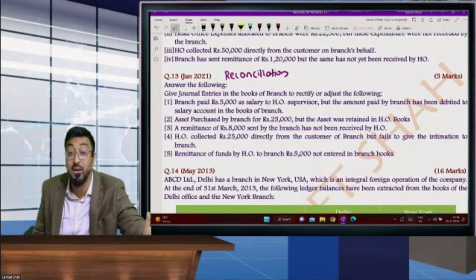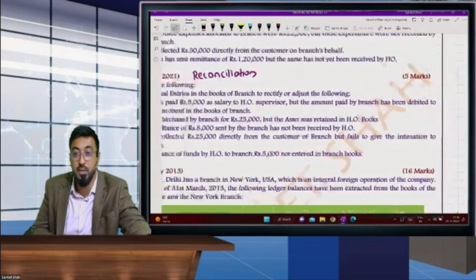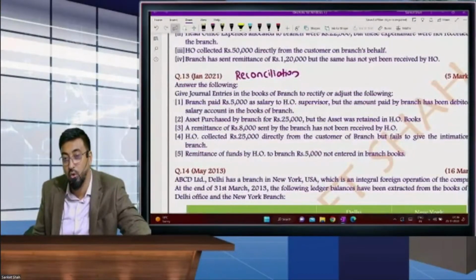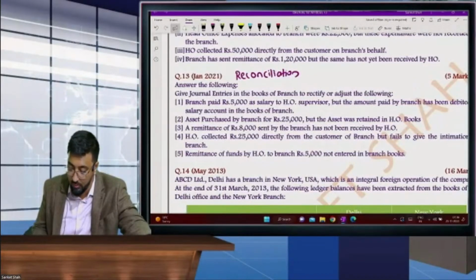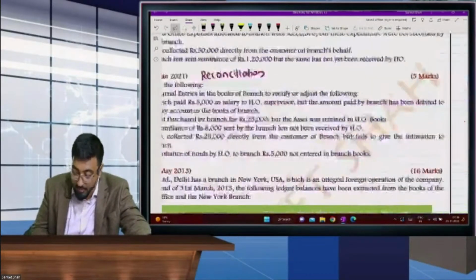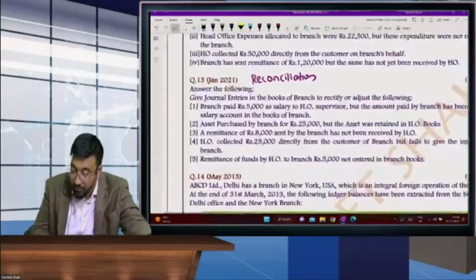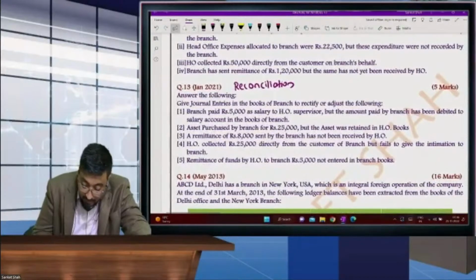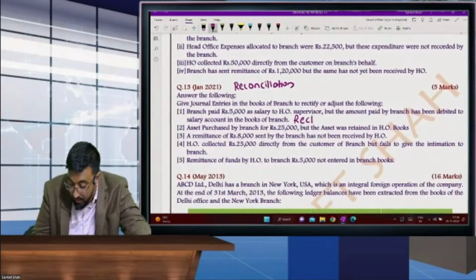Now there may be a rectification entry also. Branch paid rupees 5,000 as salary to HO supervisor, but the amount paid by branch has not been debited to salary account in the books of branch. So, यहाँ पे this is not the RICO entry, but this is rectification entry.